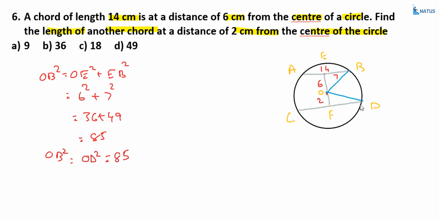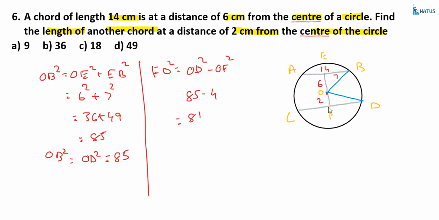Now, what we require? We require FD. What is the FD square? That is hypotenuse square minus this side, right? So, here FD square is equal to OD square minus OF square, right? So, what is the OD square? That is equal to 85 minus OF, that is equal to 2. 2 square, that is equal to 4. So, that is equal to 81. So, FD square is equal to 81. What is the FD? That is equal to root 81. That is equal to 9.